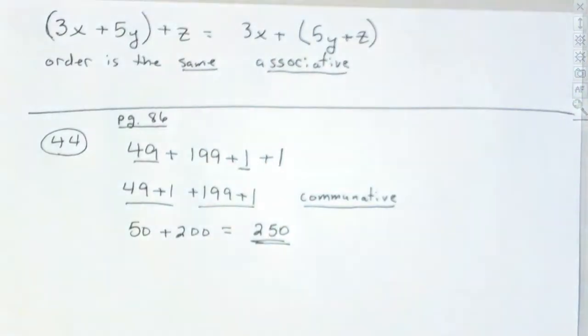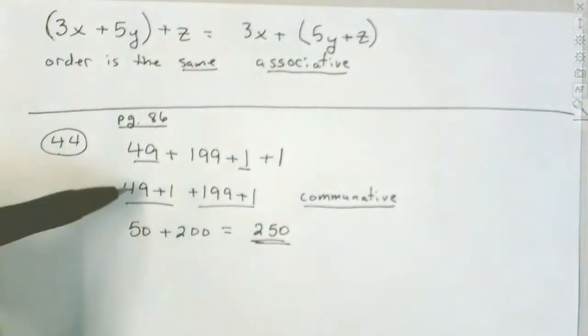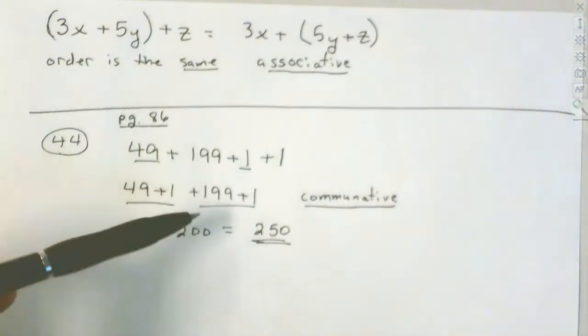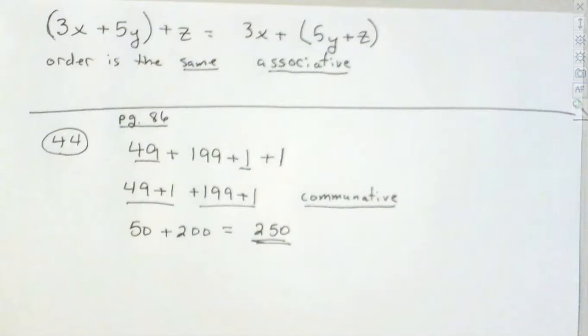and added them across. But let's say I just wanted to do it quickly and easily mentally. Well, 49 and 1 is 50. That's easy. 199 and 1, I can switch that around. That's 200. So that's easy. Add them together, you get 250. And what property did I use? I used the commutative property.